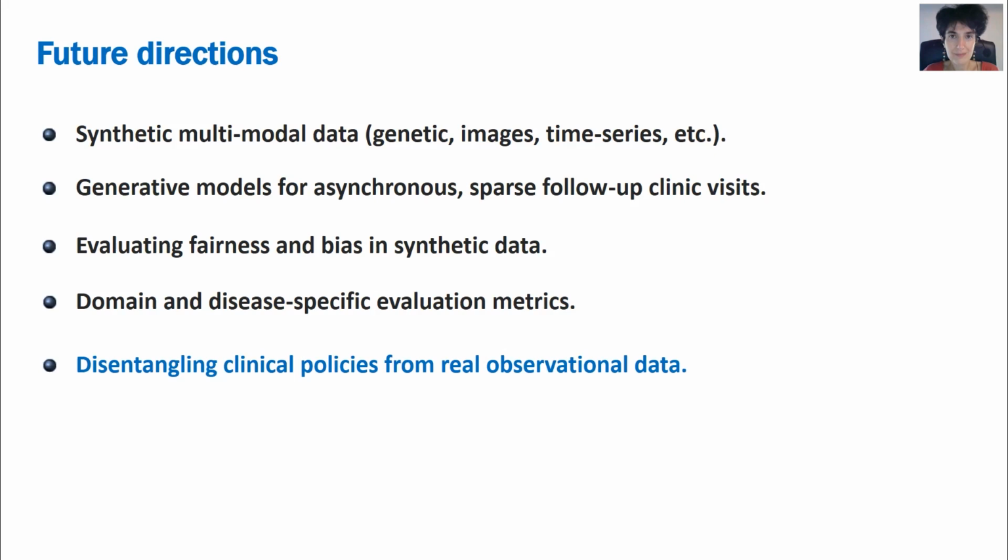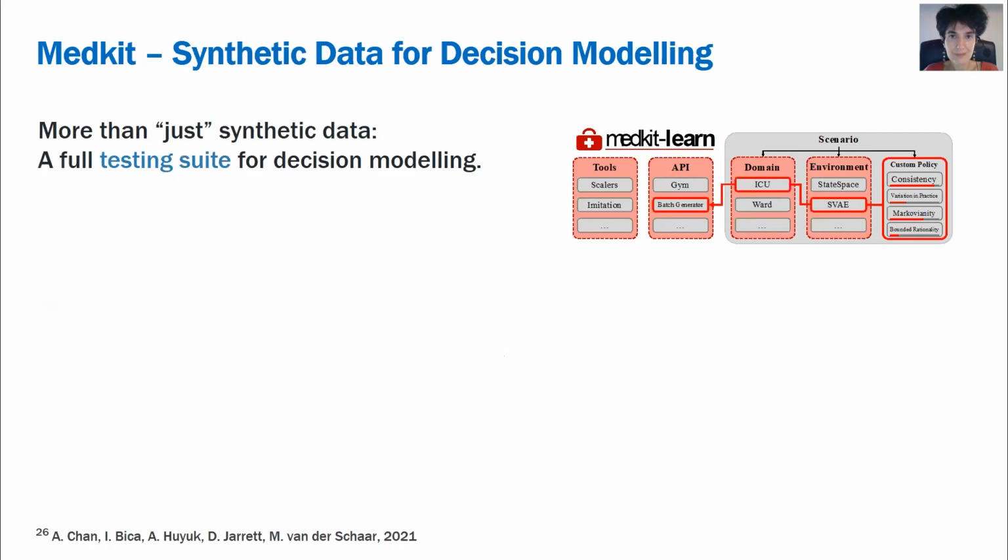We also need to come up with new methods for evaluating synthetic data that go beyond the ones that we discussed here and may include fairness and bias in synthetic data. We also may need to develop new evaluation metrics for different domains and diseases, as well as relationships between various diseases, such as, for instance, comorbidities. Finally, we need to come up with environments where we can estimate and assess the performance of clinical decision-making from real observational data. For that, we have recently developed MedKit, which is a synthetic data engine for decision-making.